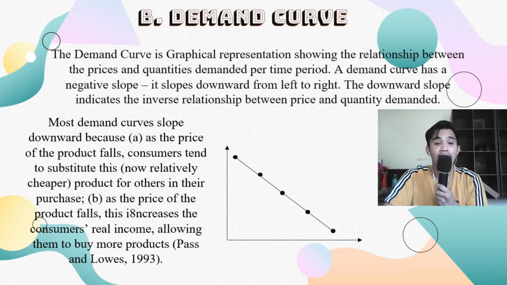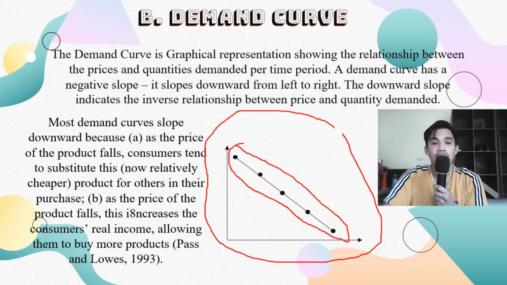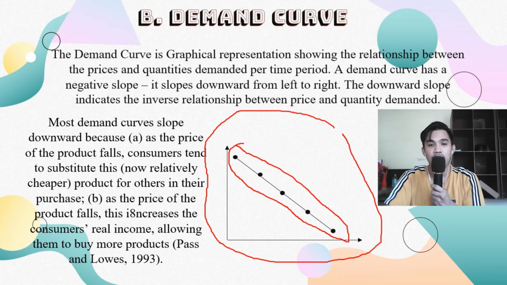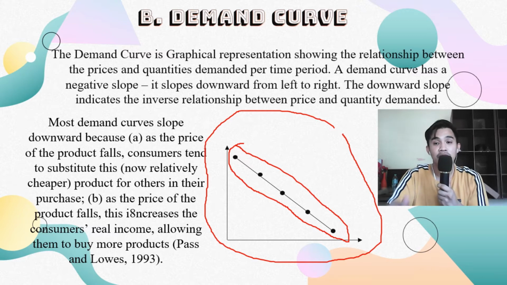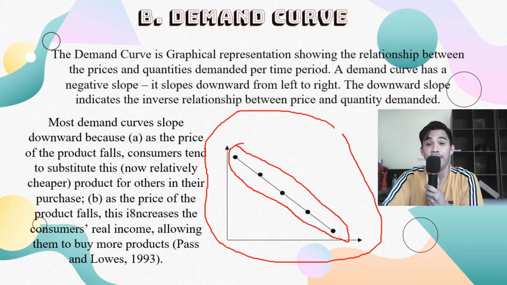So as you can see there, we have a graph. The line goes from left going downwards. So that means the orientation of its direction is going downward, so we could say that our demand curve has a negative slope. It slopes downward from left to right.